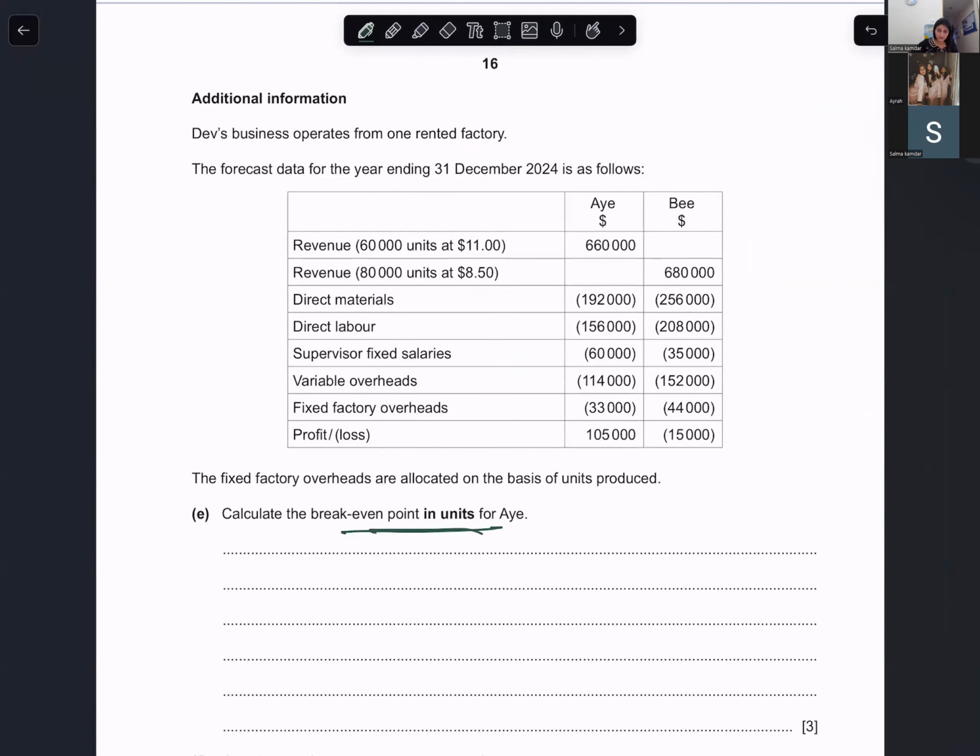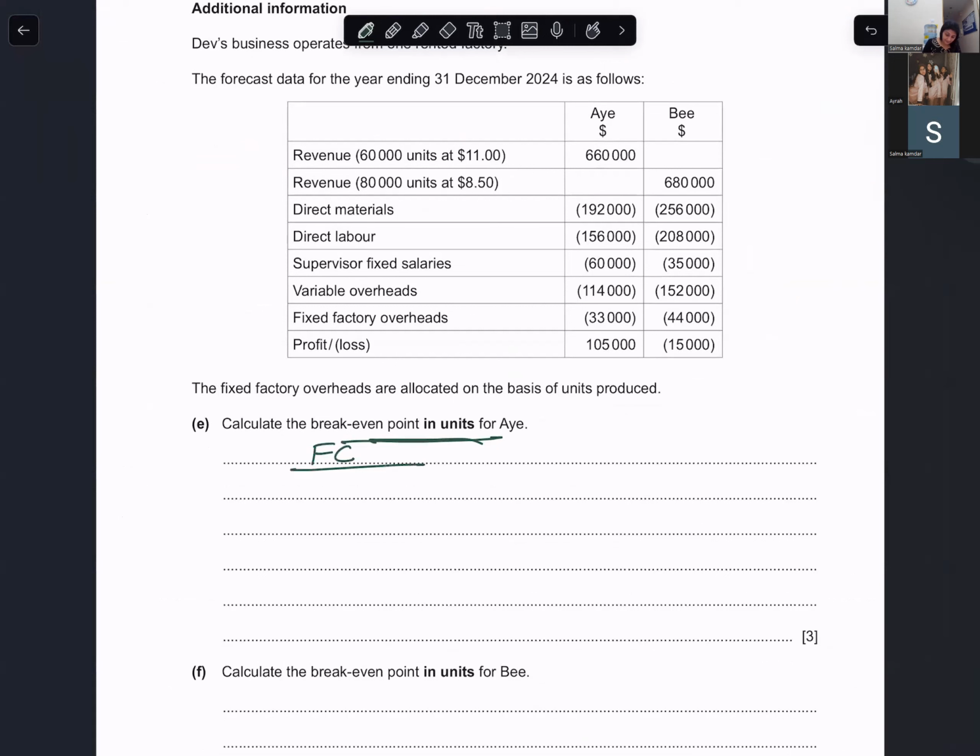Calculate break-even point in units for A. Fixed cost upon contribution per unit. What is the fixed cost? 93,000. How did you get that? I did supervisor fixed salaries plus fixed factory overheads. Contribution per unit? 3.3. How did you get that?